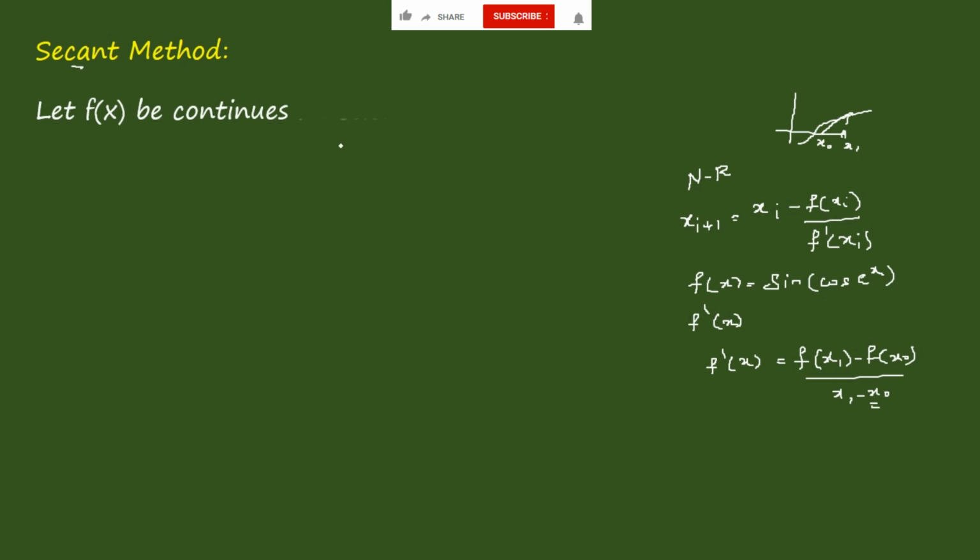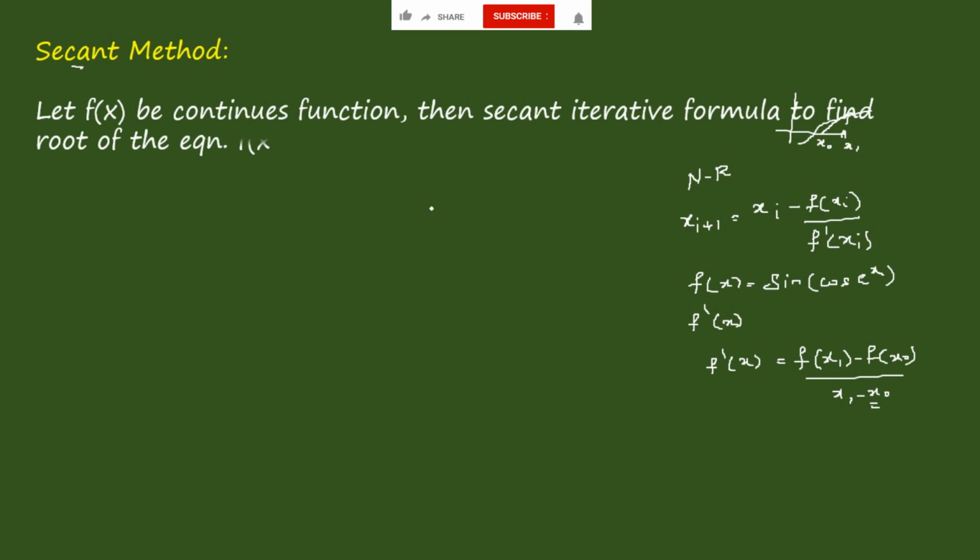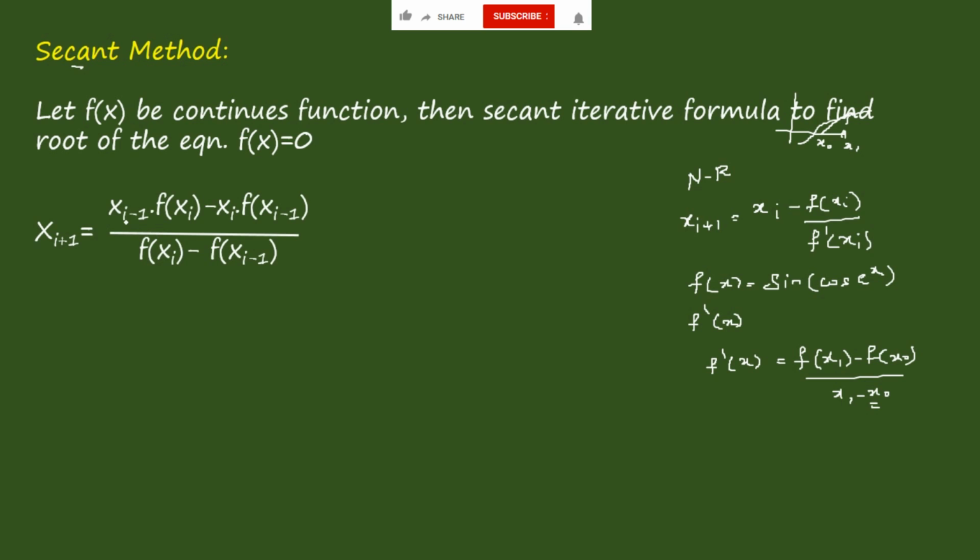Let f of x be a continuous function. Then the secant iteration formula to find the root of the equation f of x equal to 0 is given as x of i plus 1 is equal to x of i minus 1 f of x of i minus x of i f of x of i minus 1 by f of x of i minus f of x of i minus 1. This is the basic formula we use. If you have functions like sine, cos or e power x, then we use this particular formula.